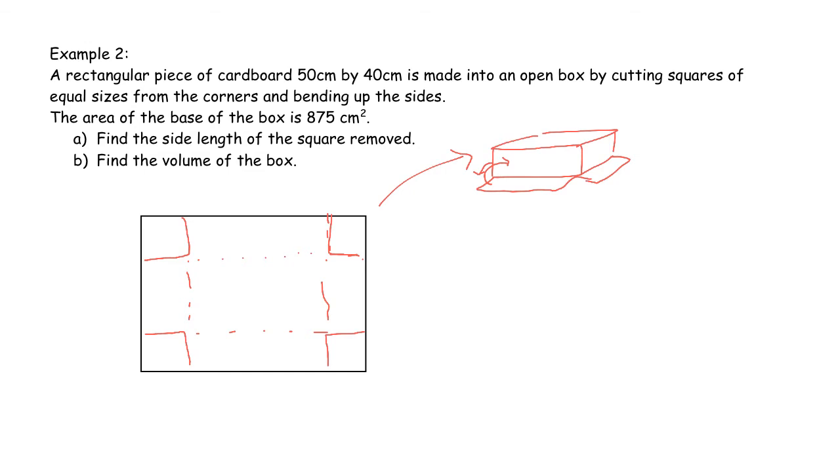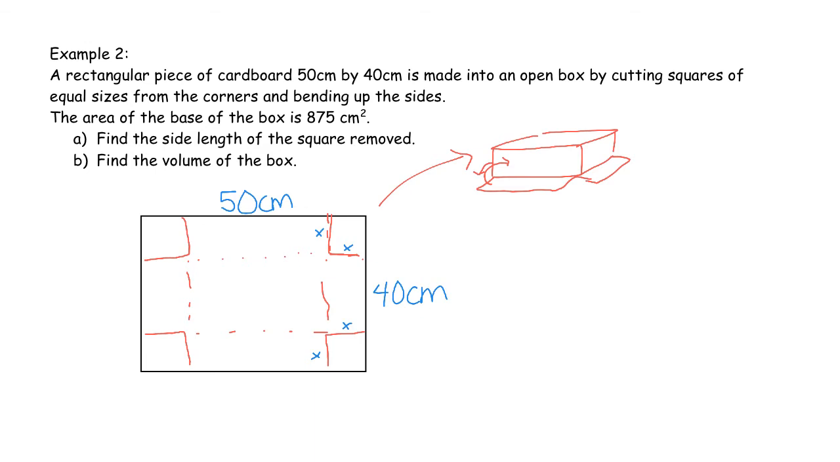Okay, so we know, I'm just going to add to my diagram, we know that we started off with 50 centimeters and 40 centimeters. So I'll start off with that. We're cutting squares of equal sides from the corner. So that part's important. We have equal sides. So I know that these little squares that I cut out, they are squares, they have equal sides, they're all the same. So I'm going to let those be x. So I'm going to add that to the diagram.